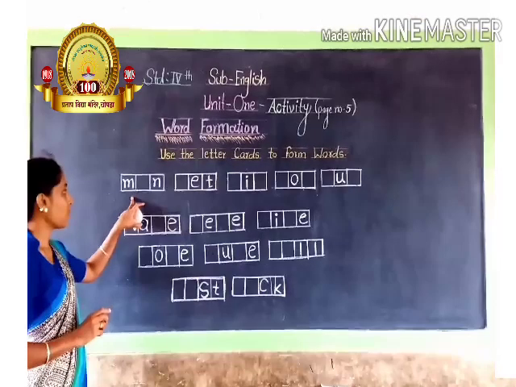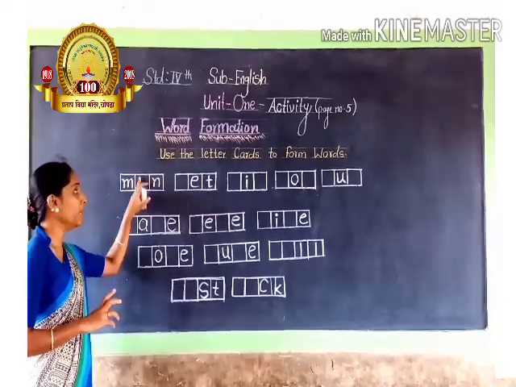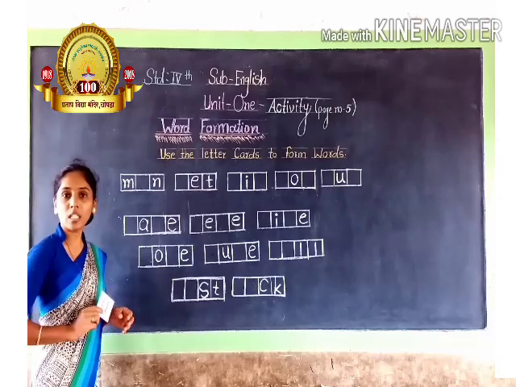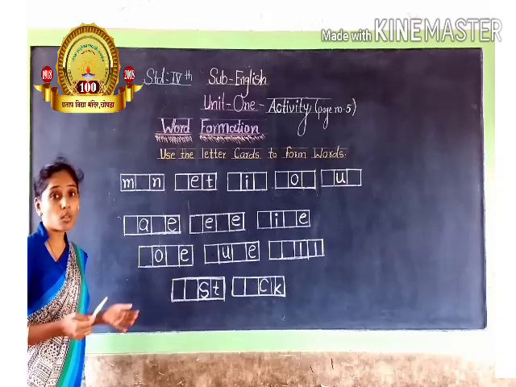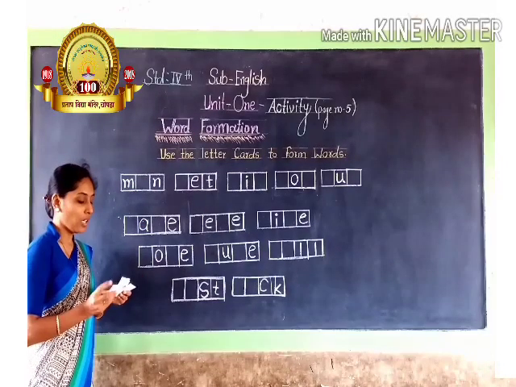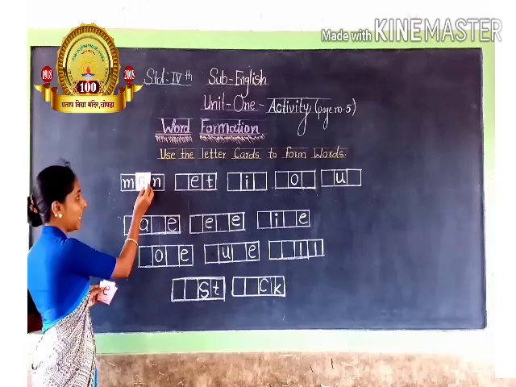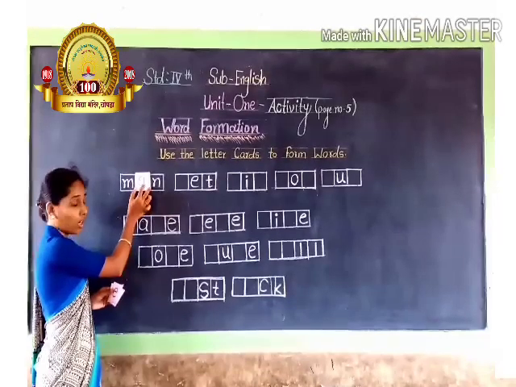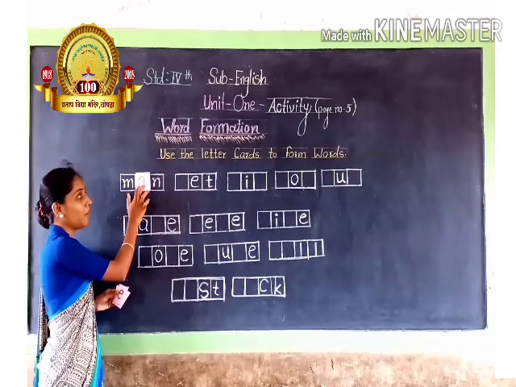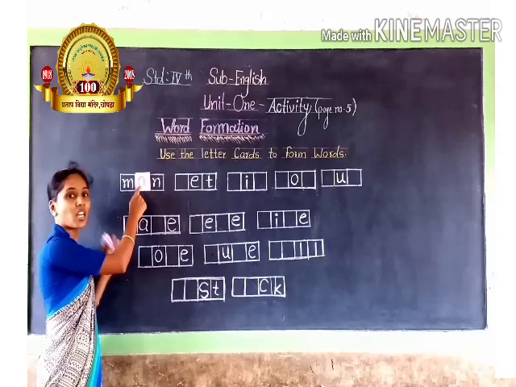Here the first word is a 3-letter word. M and N are given and the middle letter is missing here. Now we put different cards here one by one and try to read the word. First of all, I put here the first vowel, which is A. If I put A here, then we get the word M-A-N. How to read this word? M-A-N, man. It means that here we get the first word.